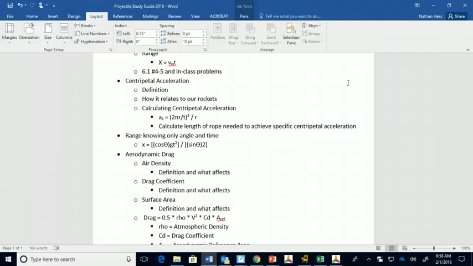So how it relates to our rockets is we use centripetal acceleration to simulate that straight line acceleration that we would receive when the rocket blasts off or when it hits the ground. But we can't blast it off yet. Well, only when we go take our rockets. So it's just a way for us to test that.